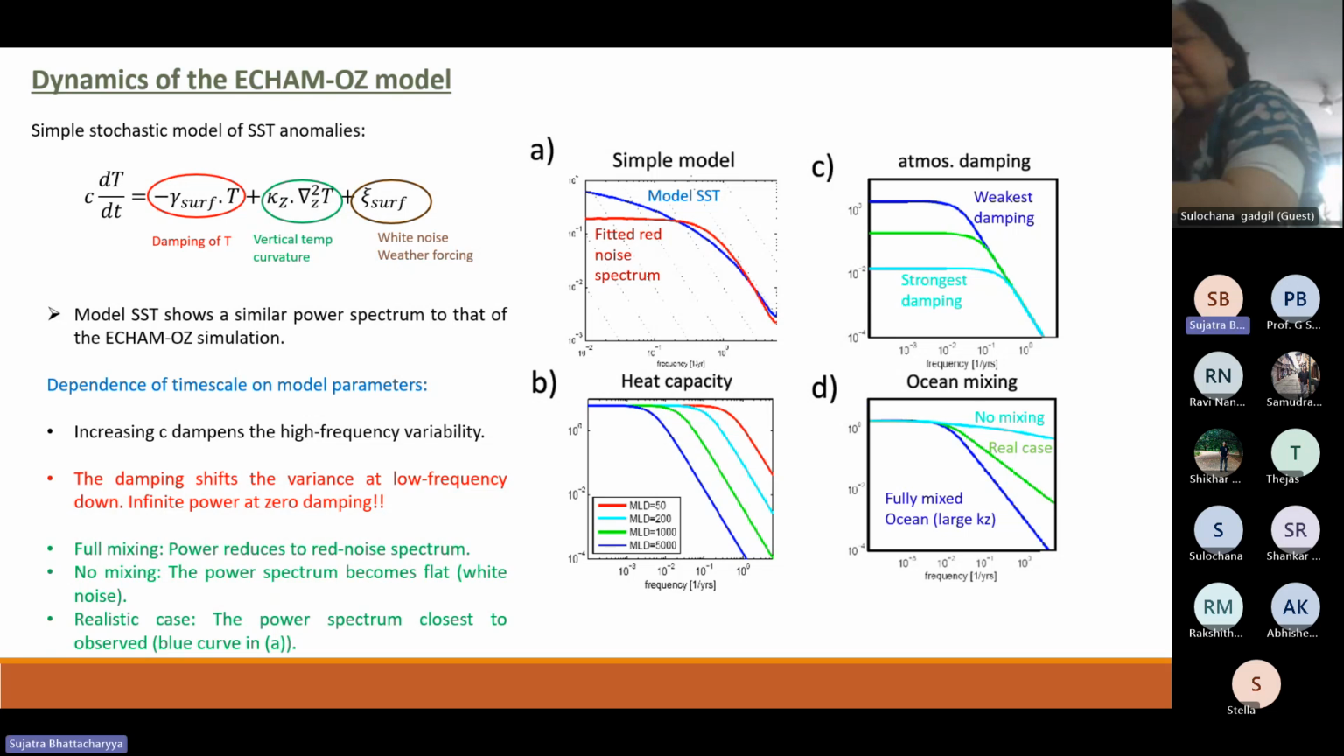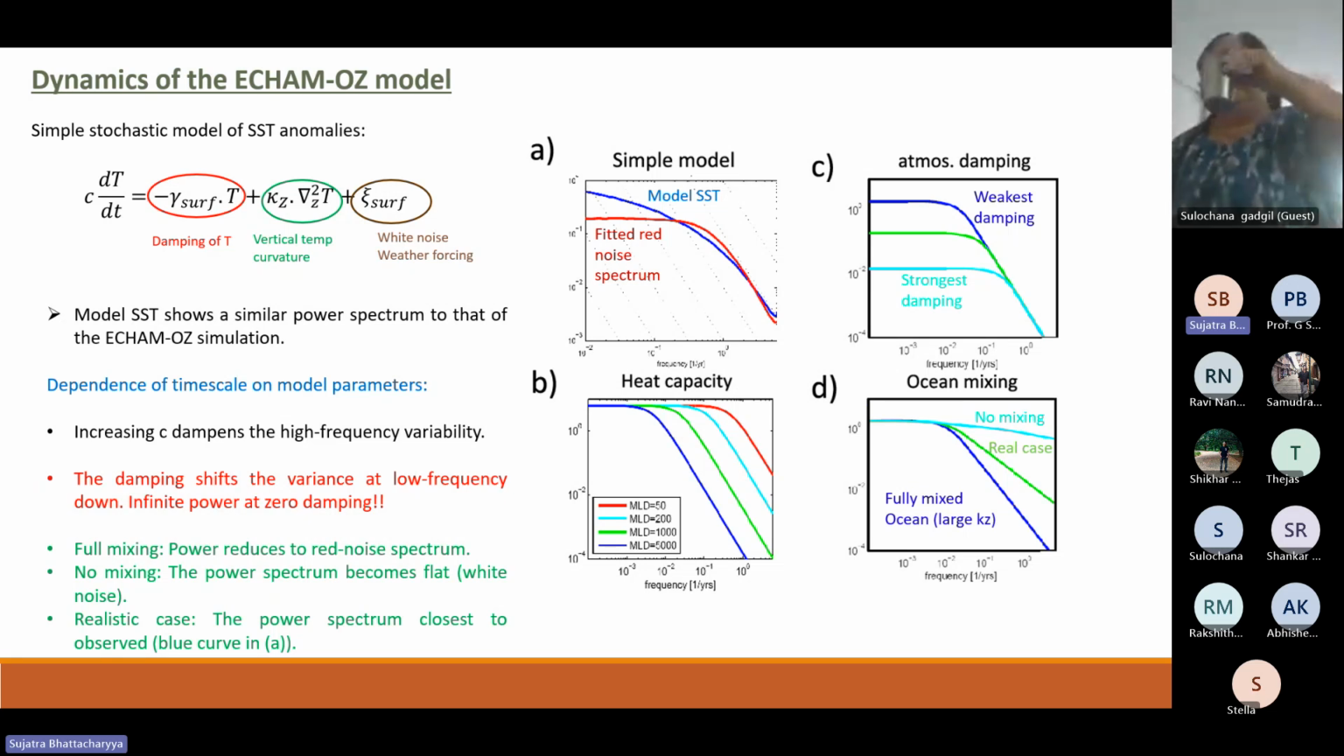So that was the second case, and the third case is that they have changed the mixing. As we know, mixing is directly proportional to this term KZ, which is a function of the height of the mixed layer. In the case where KZ is very large, your mixed layer is very deep, up to the base of the ocean. Since the mixed layer is very large, you're able to get a perfect red noise spectrum curve because the ocean is fully mixed.